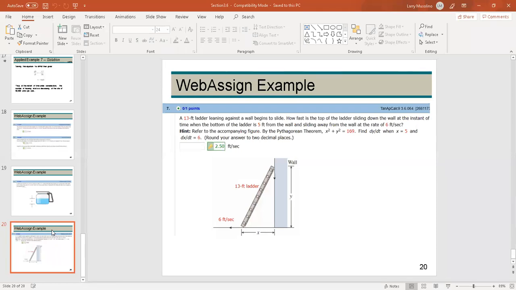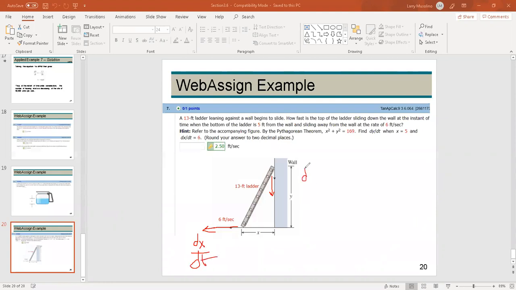All right, let's do one more problem here. So this one says a 13-foot ladder is leaning against this wall and it begins to slide. So when they say the ladder is sliding, what they mean here is this bottom part is going to be moving here to the left and the top part is going to be moving down. So let's call the horizontal distance x, the vertical distance y. So the rate at which the ladder moves in the horizontal distance, we can think of that as dx/dt.